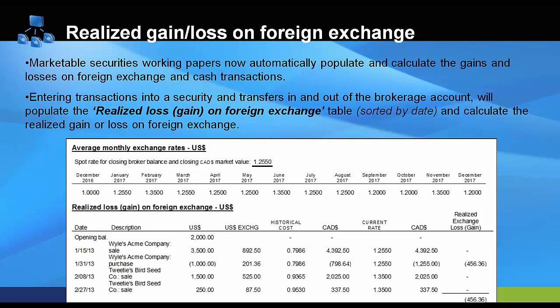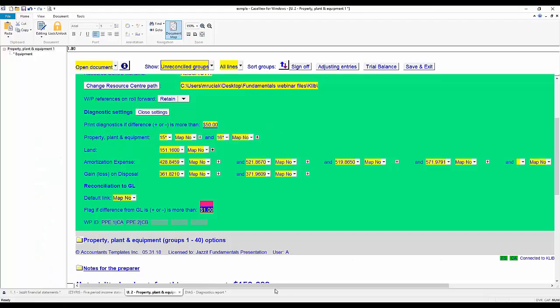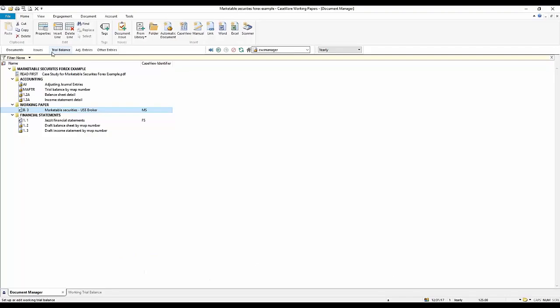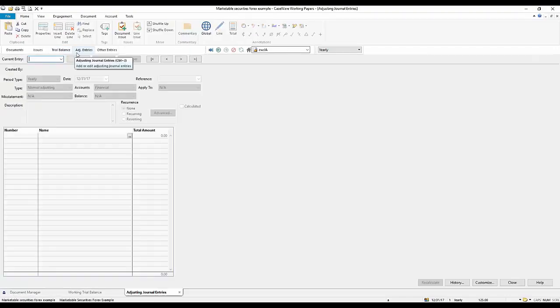The next big change I want to move on to is the marketable securities, which is the realized gain or loss on foreign exchange. For this, I'm going to use a separate file, and I'm going to use a very simple example just to demonstrate the functionality in the working paper and how it pulls through to the financial statements. So in my example file, I'm going to use journal entries to demonstrate the steps that I'm going through and then show you how it affects the working paper.